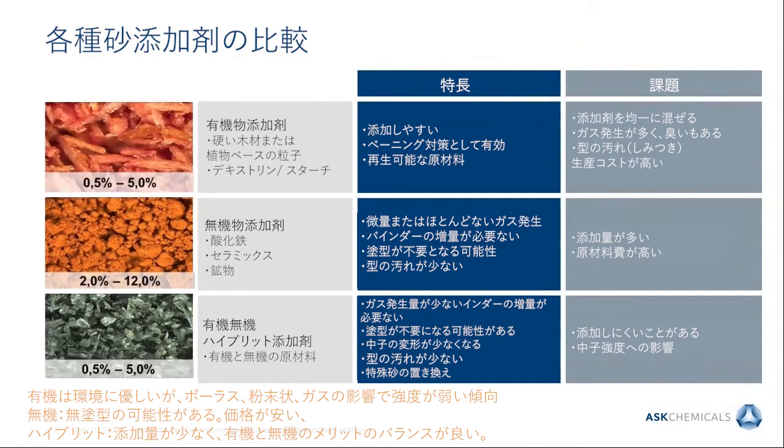Hybrid additives, as a mixture of organic and inorganic raw materials, are dosed at a low level between 0.5 and 5%, show lower gas emissions, provide a coating-free casting process, have a low tendency to deformation, reduce the tool contamination, and are capable of replacing special sands. Partly, they are difficult to dose, and maybe you have to consider an impact on the core strength.